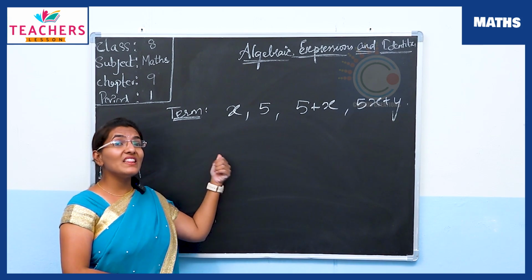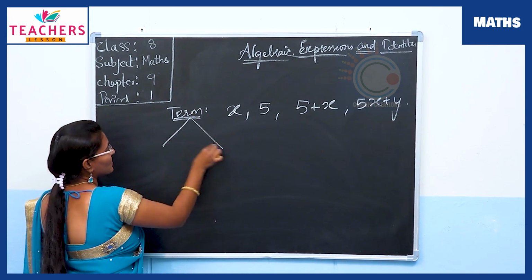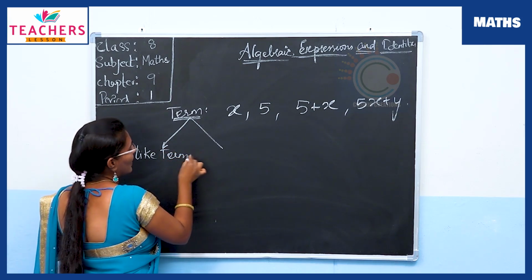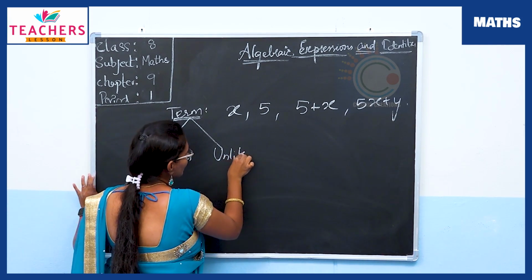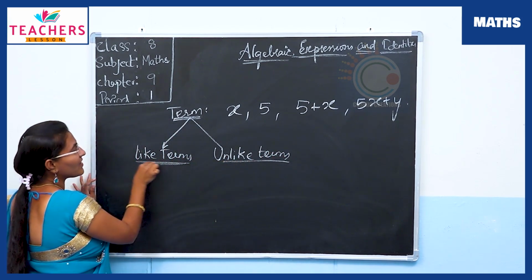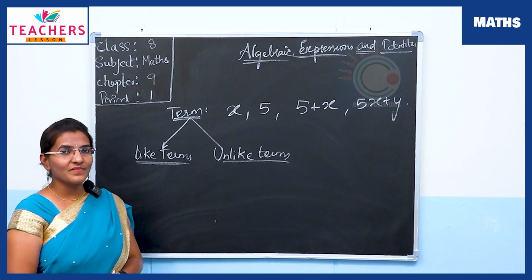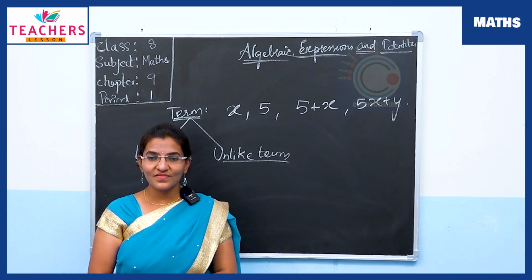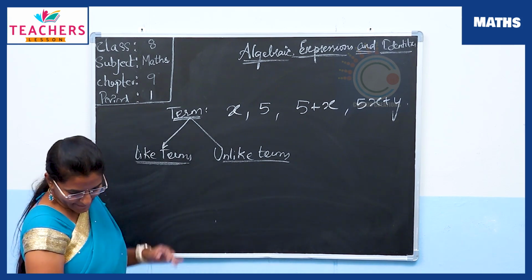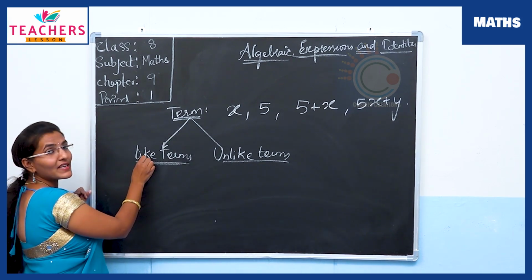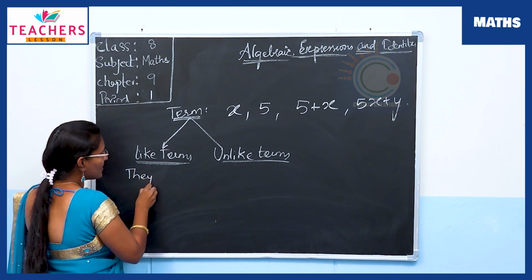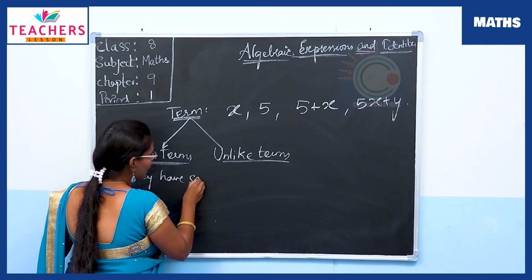So in the terms we have two types, students. What are these? Like terms and unlike terms. So what are like terms and unlike terms? Can you say? Any of you have remembered? 3x. Okay. Yes. So like terms are nothing but generally they have the same variable.